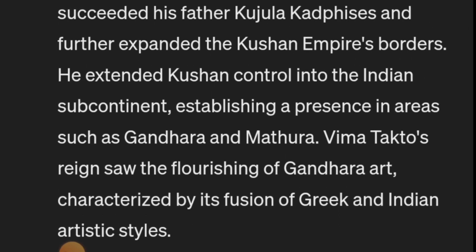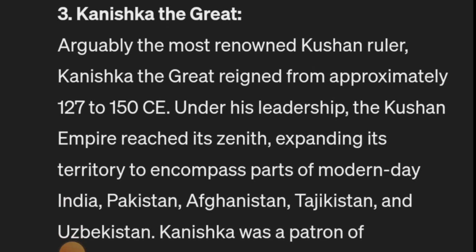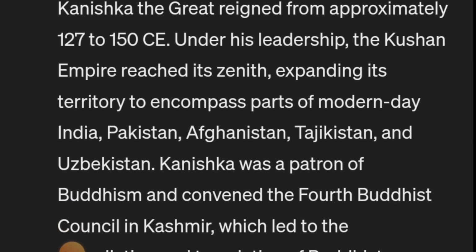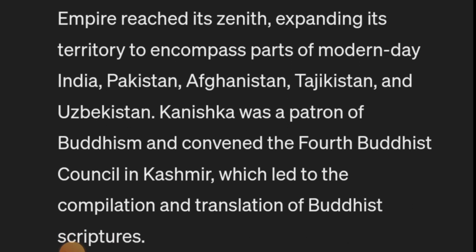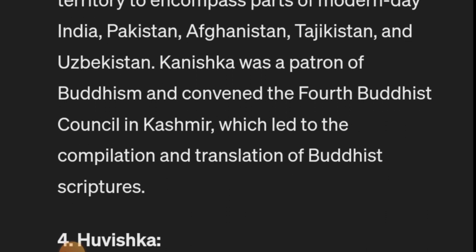After this, Kanishka the Great ascended the throne in 78 CE, and he was a great ruler. Under his leadership, the Kushan Empire reached its zenith, expanding its territory to encompass parts of modern-day India, Pakistan, Afghanistan, Tajikistan, and Uzbekistan. Kanishka was a patron of Buddhism and convened the Fourth Buddhist Council in Kashmir, which led to the compilation and translation of Buddhist scriptures, as well as the division of Buddhism into Hinayana and Mahayana sects.